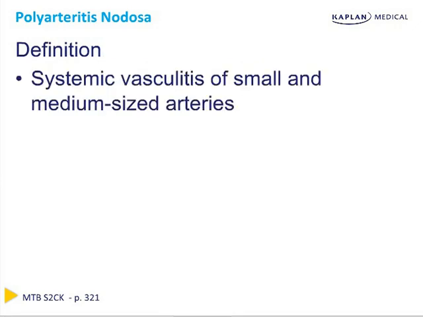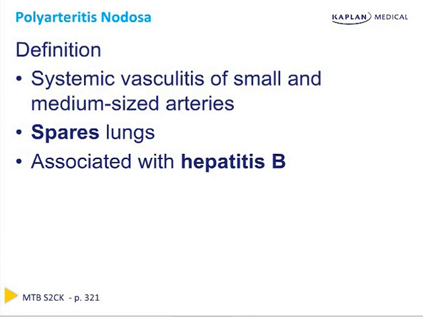Polyarteritis nodosa is a systemic vasculitis of small and medium-sized arteries, and it can affect nearly every organ in the body. However, you can distinguish polyarteritis from other diseases like Goodpasture's or Wegener's by its characteristic lack of lung findings. Its etiology is unknown, but there is an association with hepatitis B.